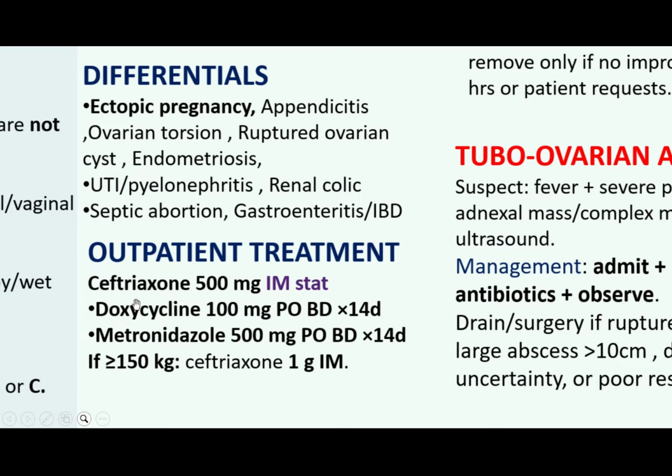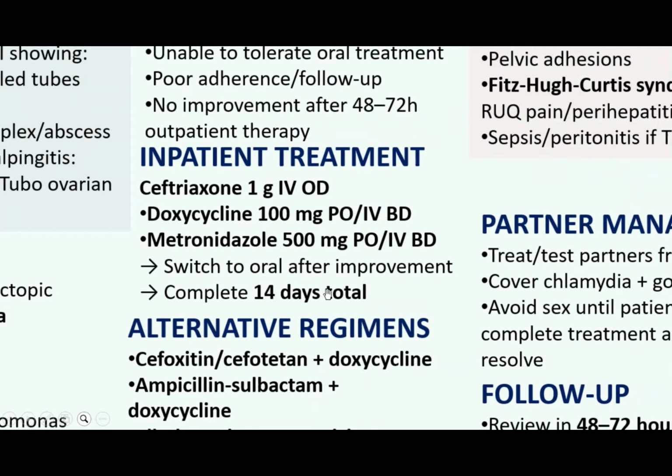Then they go and take doxycycline 100 milligrams per oral, that is BD for 14 days, and metronidazole 500 BD for 14 days. And it's important that you always give this for 14 days, because if you give for less than 14 days, these people are going to come back with a recurrence. And whenever they have a recurrence, the chances of infertility go even higher, or even other complications. Then if they are greater than 150 kilograms, then you can consider giving ceftriaxone 1 gram IM.